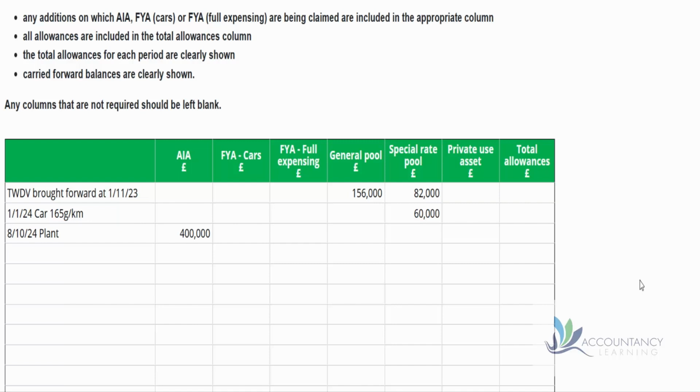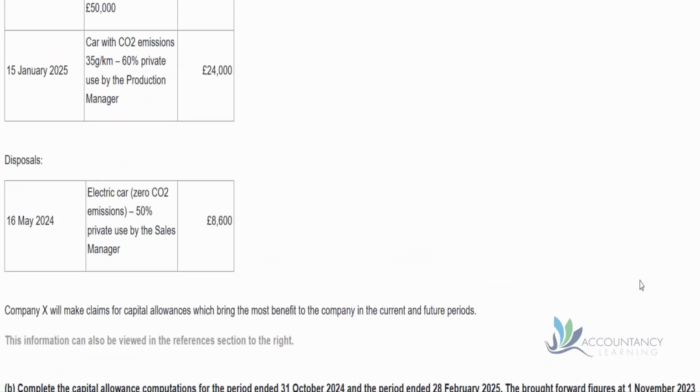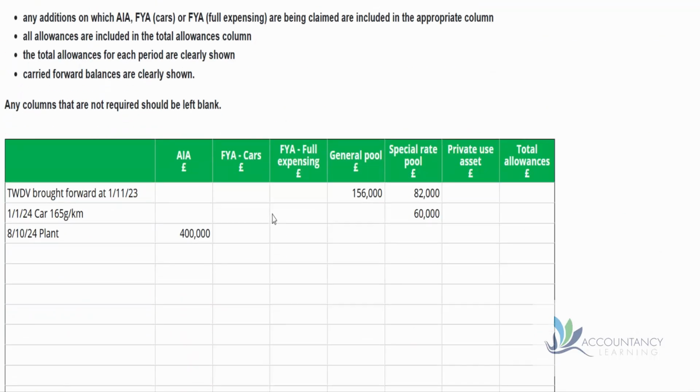Okay, so those are the two assets that relate to the first of the two periods. There's still one more asset to deal with, but that goes into the second period. And then we've also got this disposal on the 16th of May. There's an electric car with 0 carbon dioxide emissions, so we would have had a first year allowance for that. Again, there's 50% private use by the sales manager, which is irrelevant because this is a company, not a sole trader. And we have the proceeds of 8,600. So we have our disposal on the 16th of May.